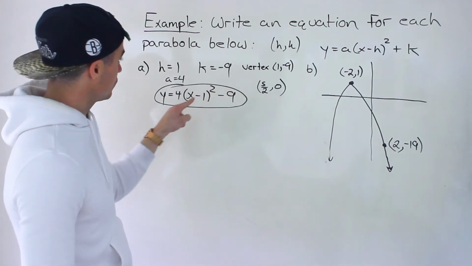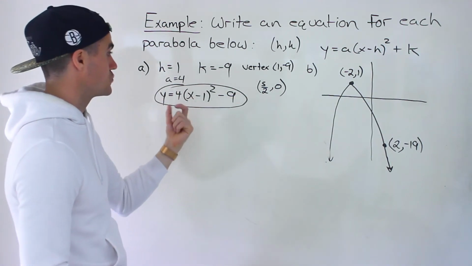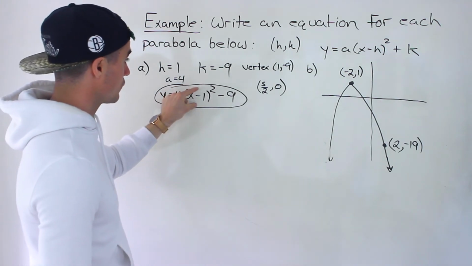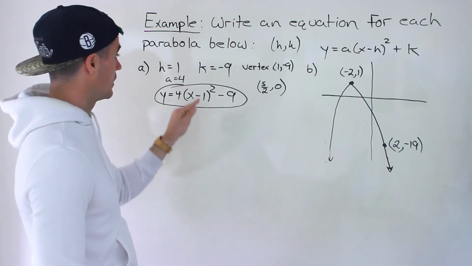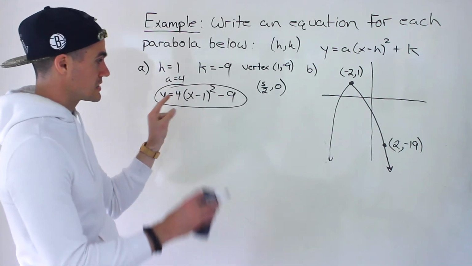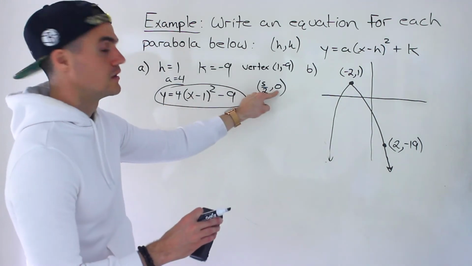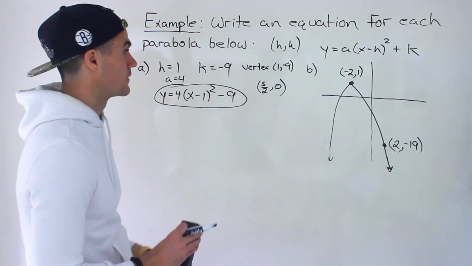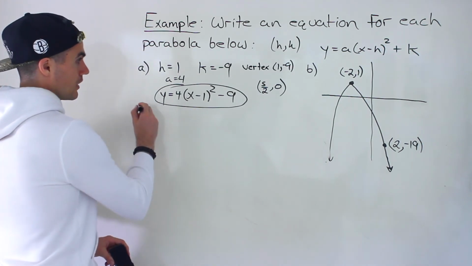So 5 over 2, if we plug it in here, 5 over 2 minus 1, which is like 5 over 2 minus 2 over 2, which would give you 3 over 2 in the bracket, to the power of 2 gives us 9 over 4. 9 over 4 times 4, notice that the 4s would cancel out, so we'd end up with 9 minus 9 would give us 0. Okay, so that ends up being the answer for part A.